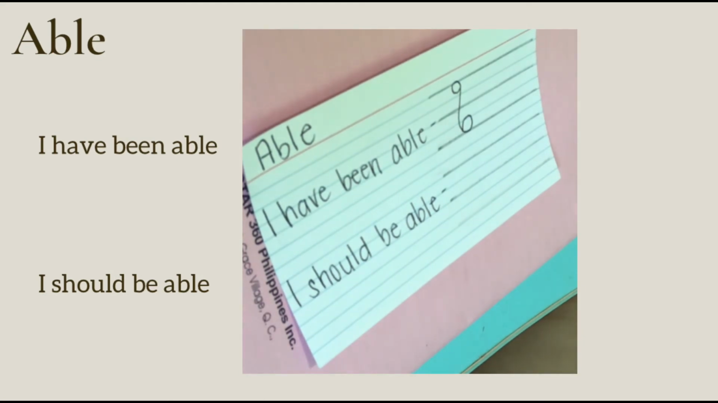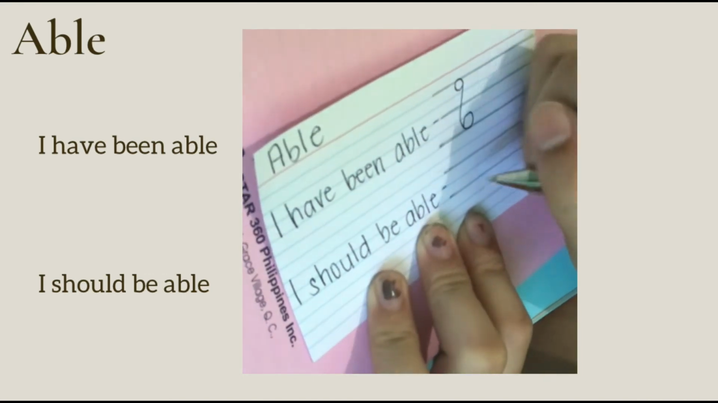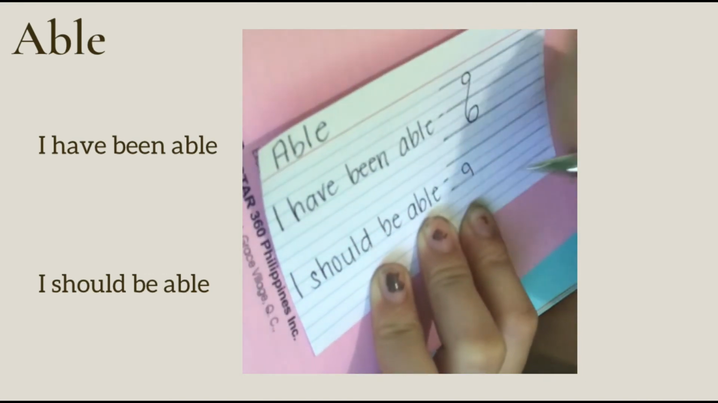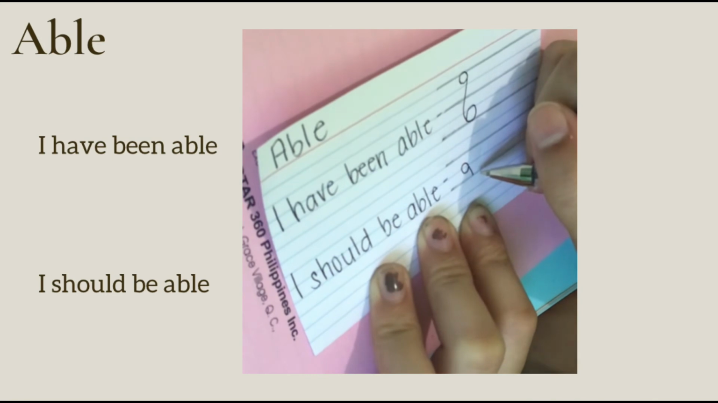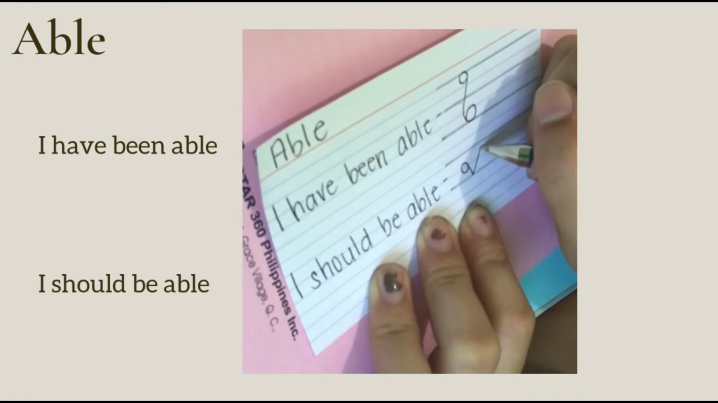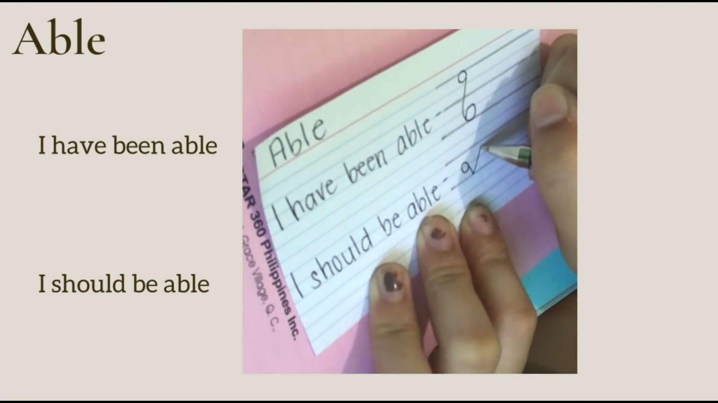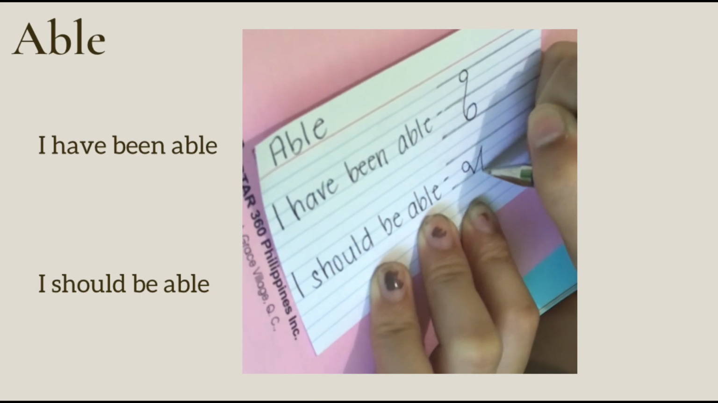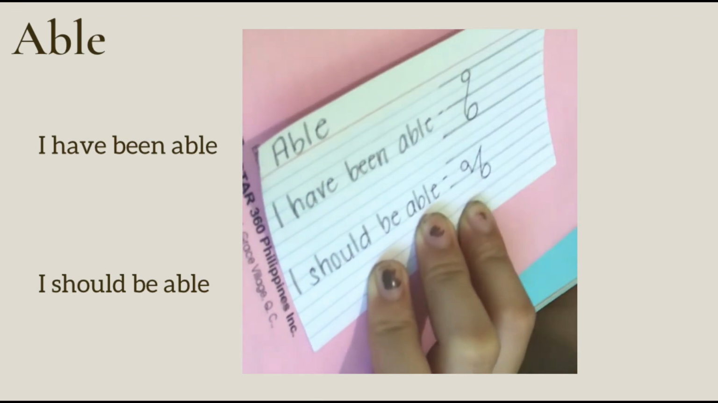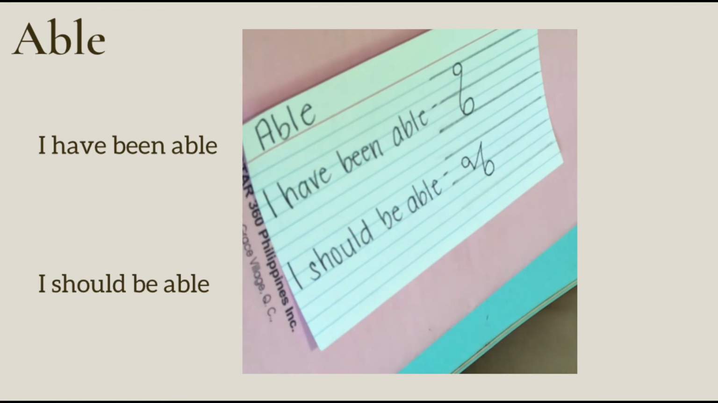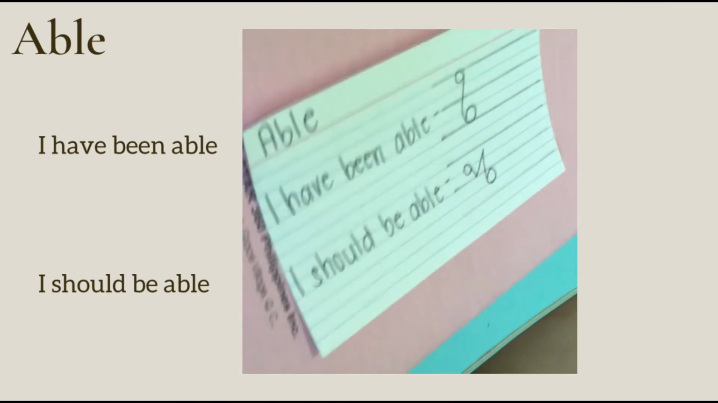And next is I should be able. This is the stroke of I should be able. I should, upward line, be able. That's the stroke of I should be able.